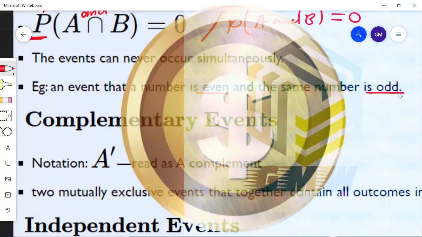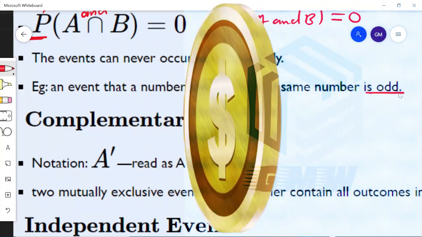Another example, how many sides are there on a coin? 2. What are the names?